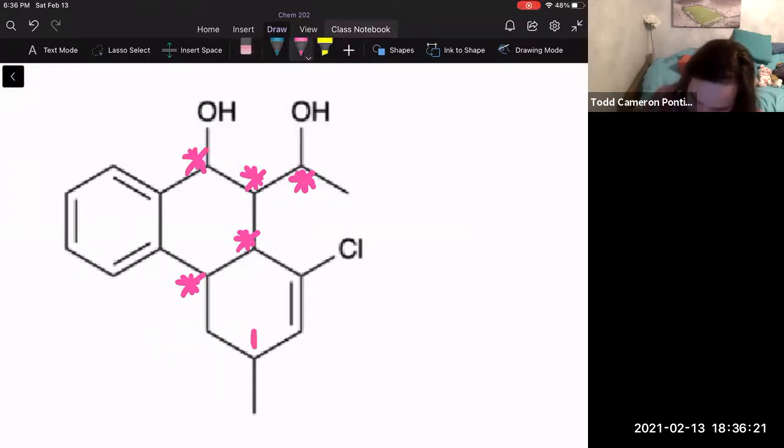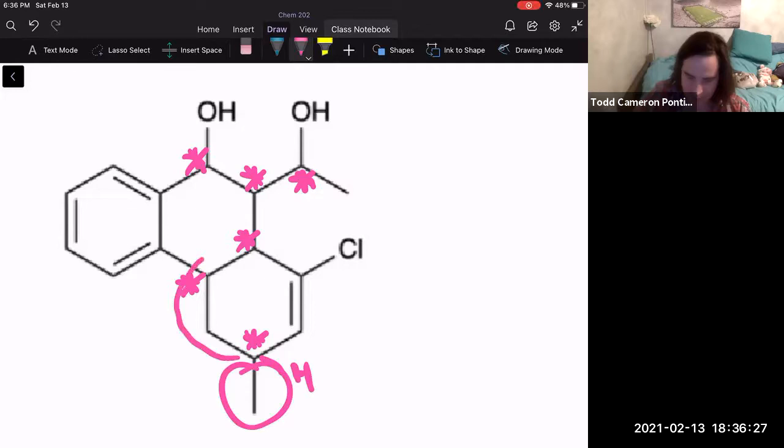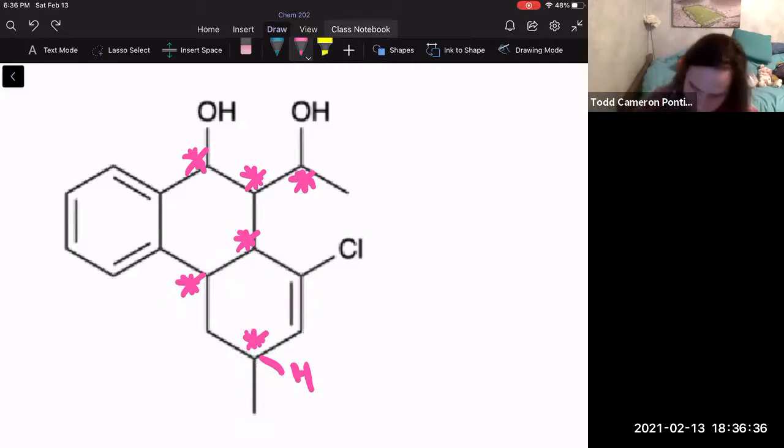And then this one right here is going to be a stereocenter as well. It's got one hydrogen, and then it's got a methyl group over here. It's got this continuation of a carbon chain over here, and then it's got a continuation of a carbon chain that hits this double bond and a chlorine over here. So this is also going to be a stereocenter. Okay, great. So there are 1, 2, 3, 4, 5, 6. 6 stereocenters.